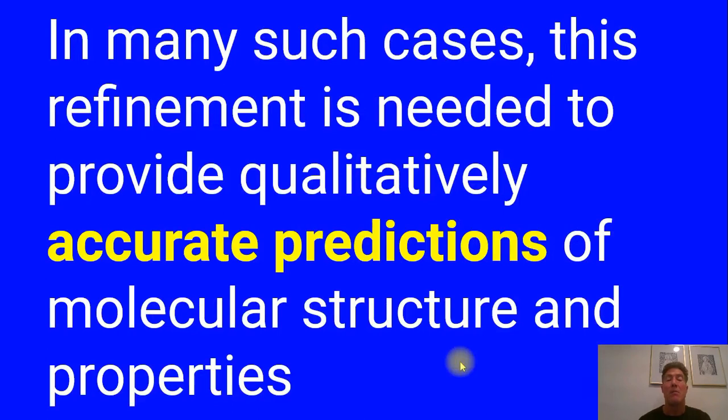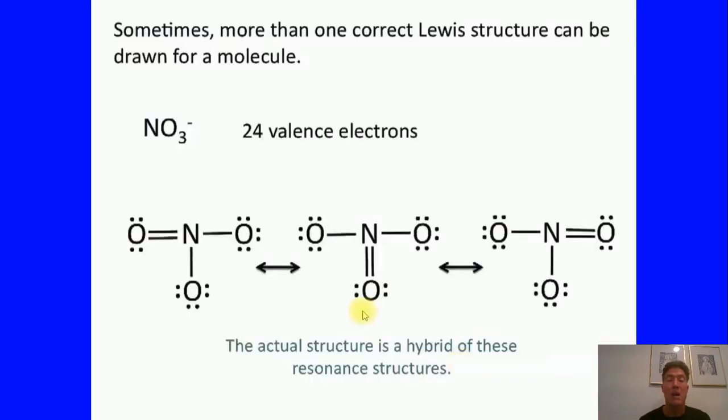We need this refinement because we can look at the bond length. Remember I said that single bonds are longer than double bonds. So if just this one were the actual structure, then we should find two longer bonds and one shorter bond to the oxygen. But when we examine it experimentally, we find that the bonds between nitrogen and all three of the oxygens are equivalent. So that means that we don't have this, oh, it's always on the left, or it's always on the bottom, or it's always on the right.